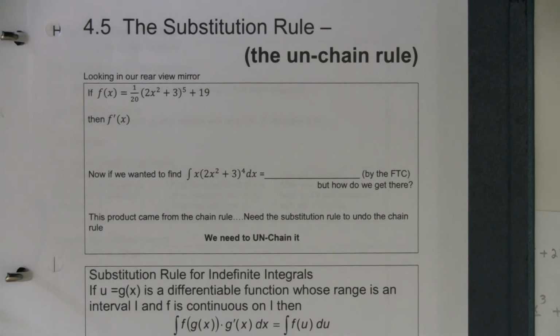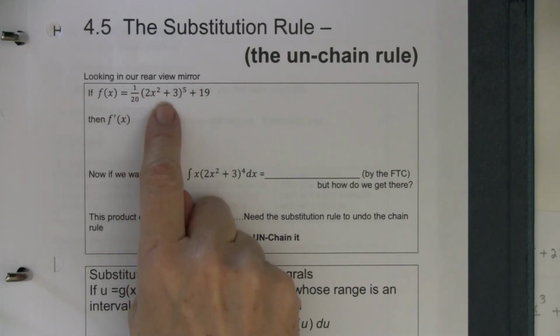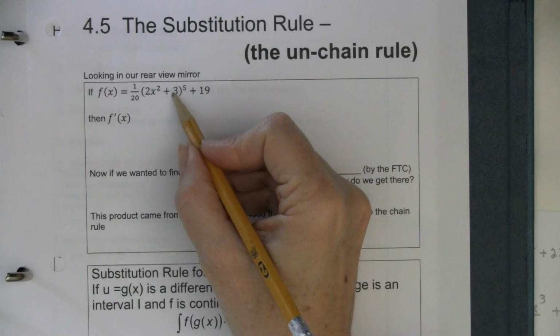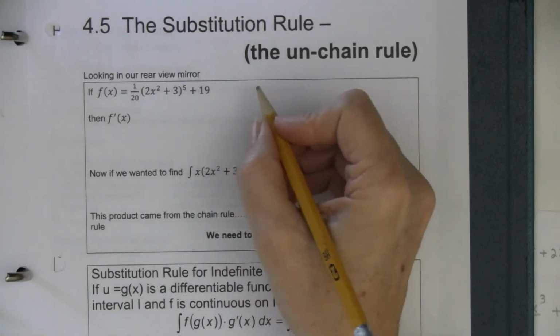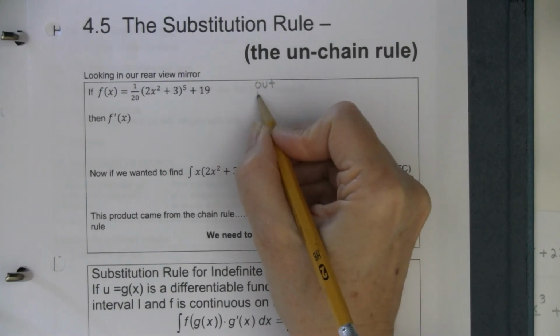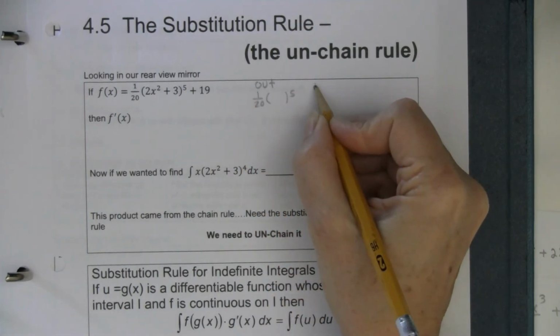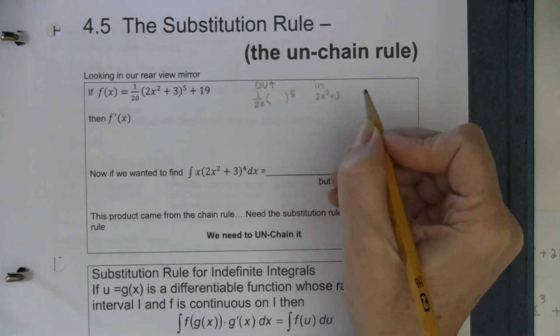And so I'm going to remember back when we had a function that looked like this, and we wanted to take the derivative of it. So we had to think about, oh, this is a chain rule, right? I wouldn't want to write that out 5 times and multiply that all together. So what we would be thinking is the outside, which was 1 over 20 raised to the 5th, and then the inside, which is 2x to the 2nd plus 3.